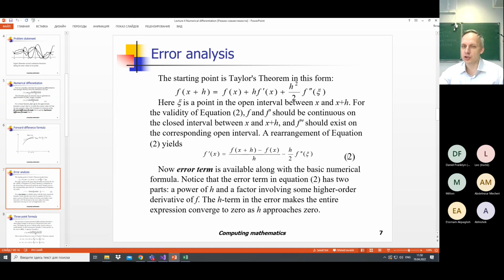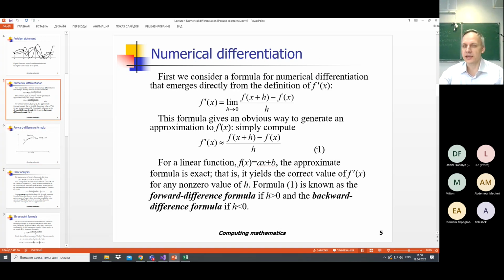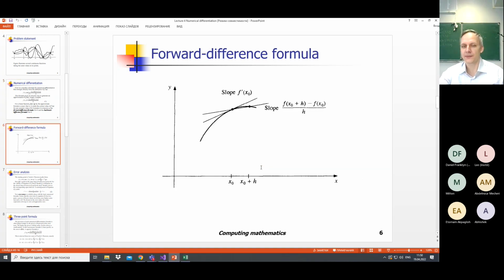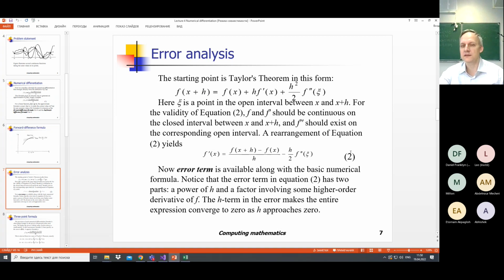But let's compare 2 and 1. What do we have in formula 1? Here we have the exact value of the derivative. But this exact value approximately equals f of x plus h minus f of x over h. Formula 2 gives us the error. The second term here is the error term. So now we can see this error term along with the basic numerical formula.